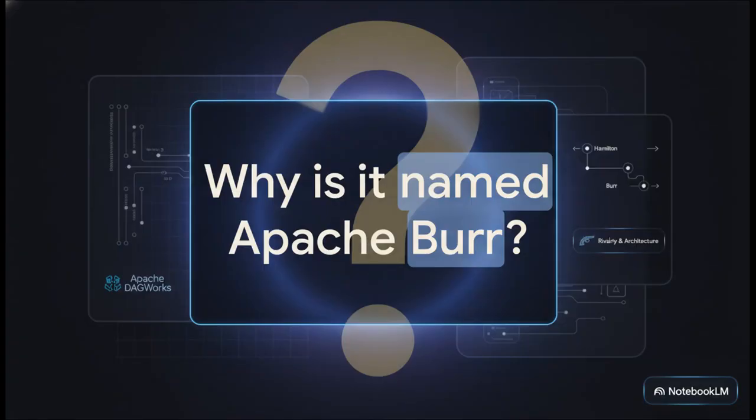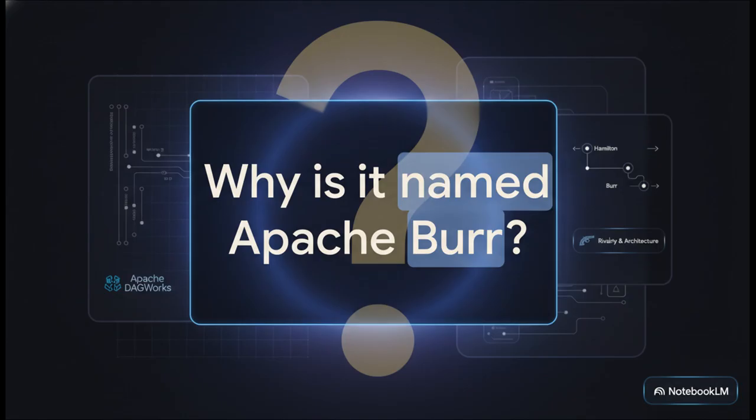Why exactly is it named Apache Burr? Well, the framework actually originated outside the Apache Software Foundation at a company called DagWorks. The creators there had already built a widely adopted data pipeline framework called Apache Hamilton. But when they needed a brand new, highly specific framework to manage complex stateful AI workflows, they named it Burr. If you know your American history, Aaron Burr was the famous rival and eventual killer of Alexander Hamilton.